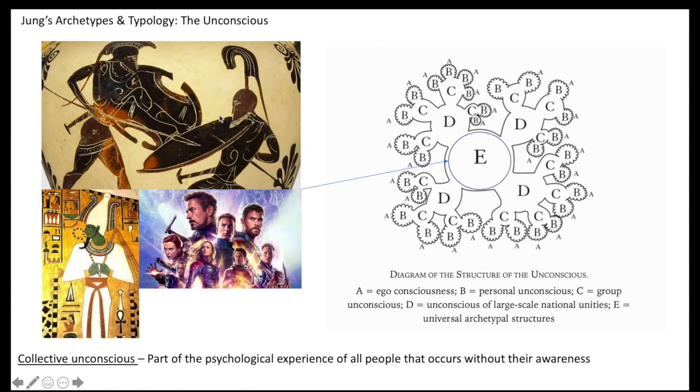And then we have the universal archetype, or universal archetypal structures, on the level of the collective unconscious. But we're back at E again. We have the Avengers, and then you can look at the myth of Osiris, or you can look at Greek myths, and even though these are from different cultures and different countries, you can still recognize them as hero characters, or hero archetypal characters.